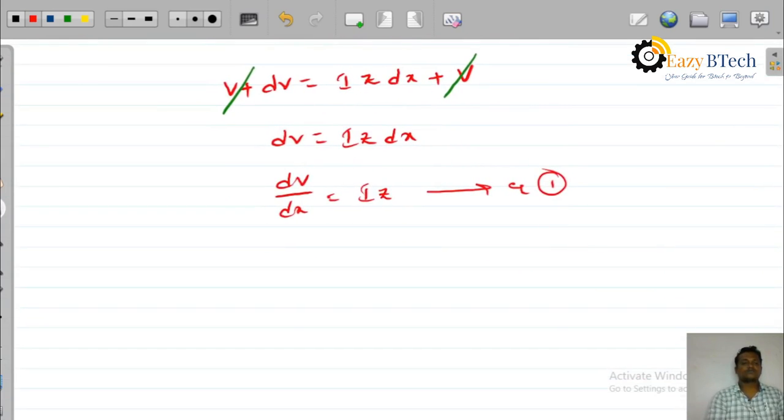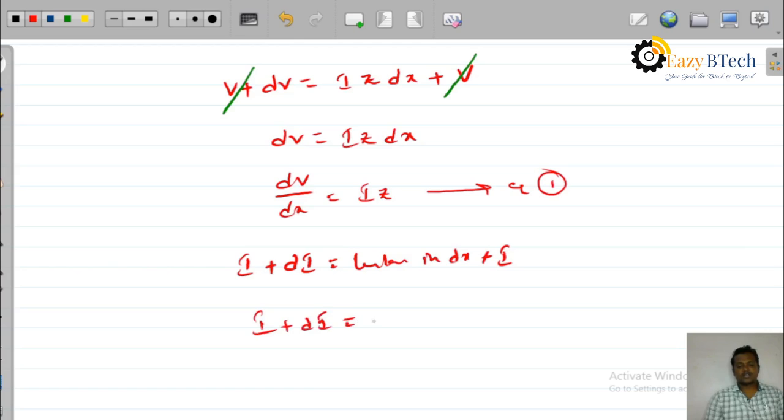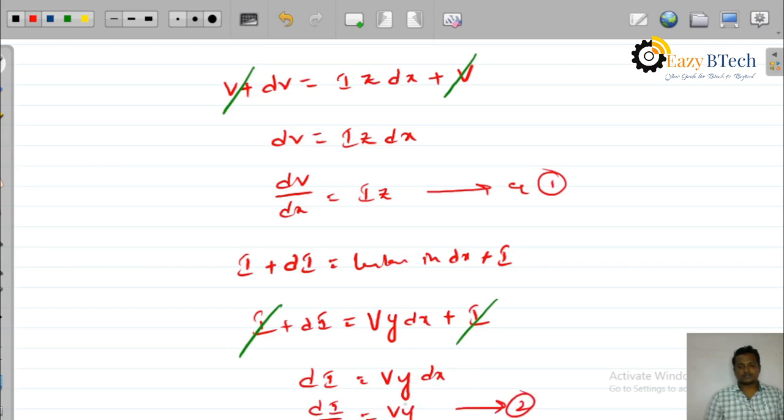Okay. Now, like that, the current: I plus dI equals the leakage current in dx plus I. The leakage current formula is V into y dx. Therefore, I gets cancelled. Finally, you get dI equals V y dx. From this, dI by dx equals V into y. This is equation 2.